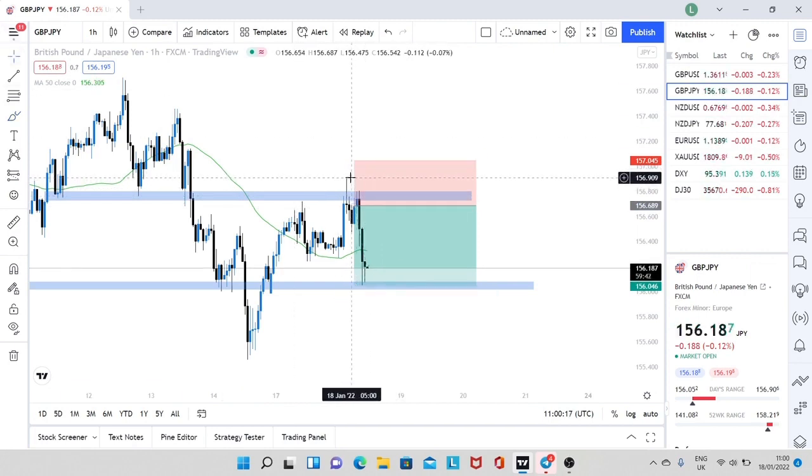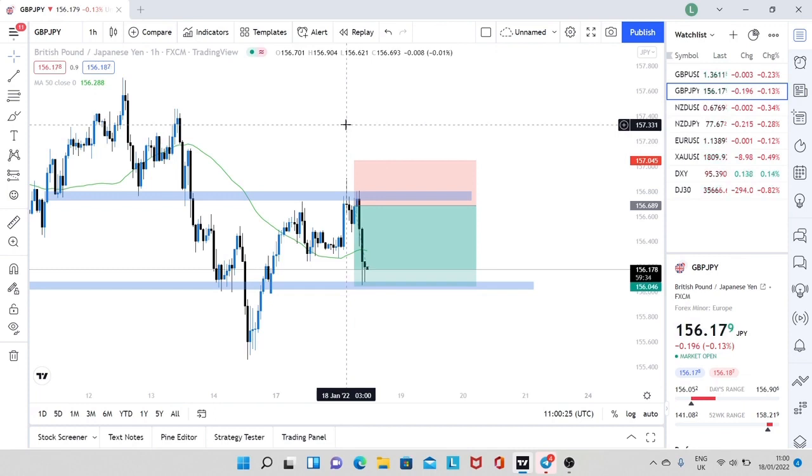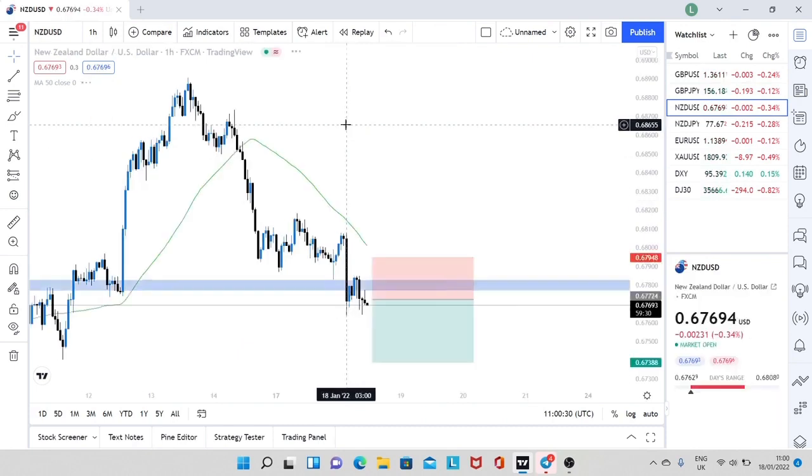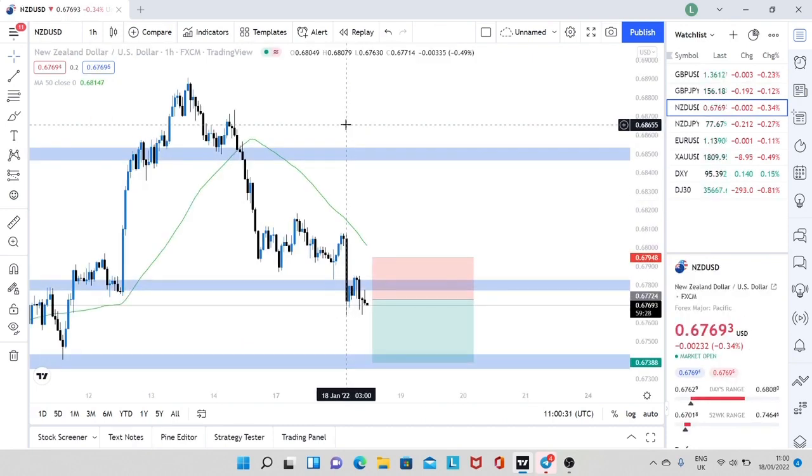I wouldn't want it too close to above this pin, but I wouldn't want it all the way up here, because I know for a fact if price did manage to get over here, that trade would have sailed a long time ago. I want to go over a couple more examples just to give you guys an idea of what I'm seeing and where I'm seeing it.